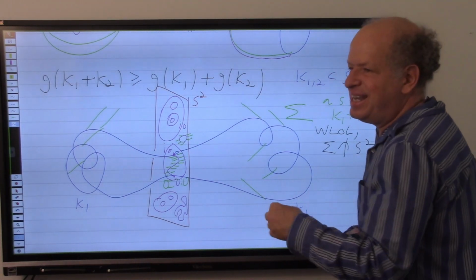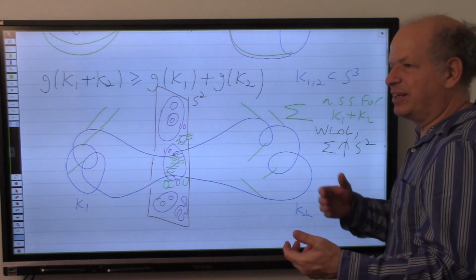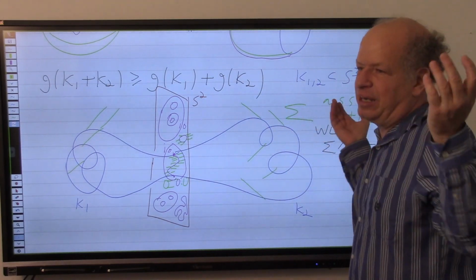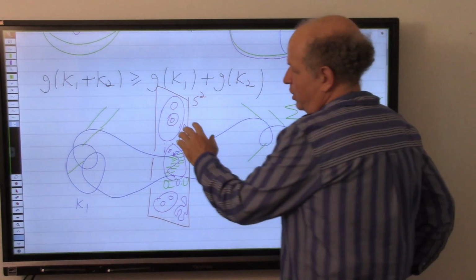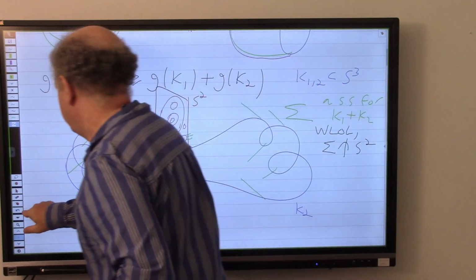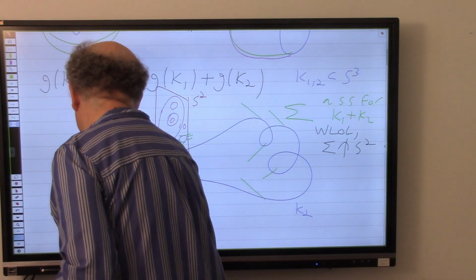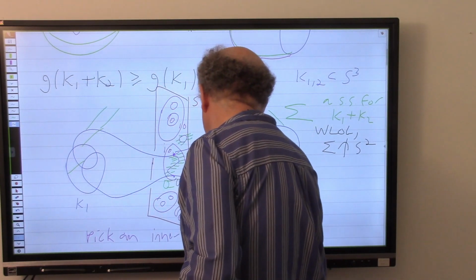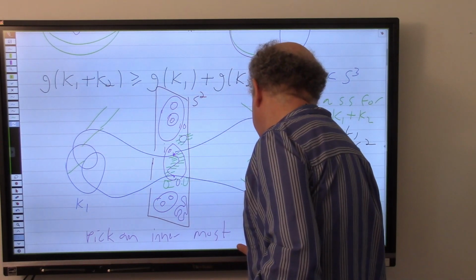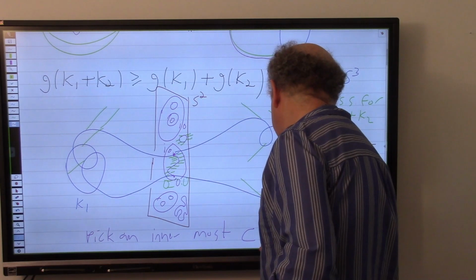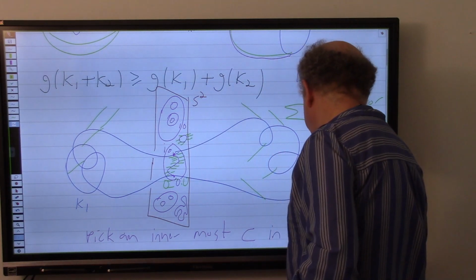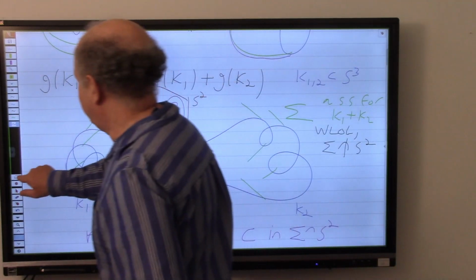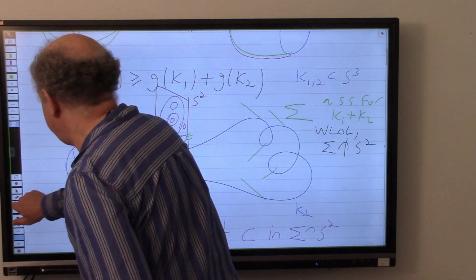So pick an innermost circle. Since there are only finitely many circles, because the intersection is a manifold, compact, whatever, so there are only finitely many circles, so pick an innermost circle C in the intersection of sigma with S2, and let me draw the picture near this innermost circle.